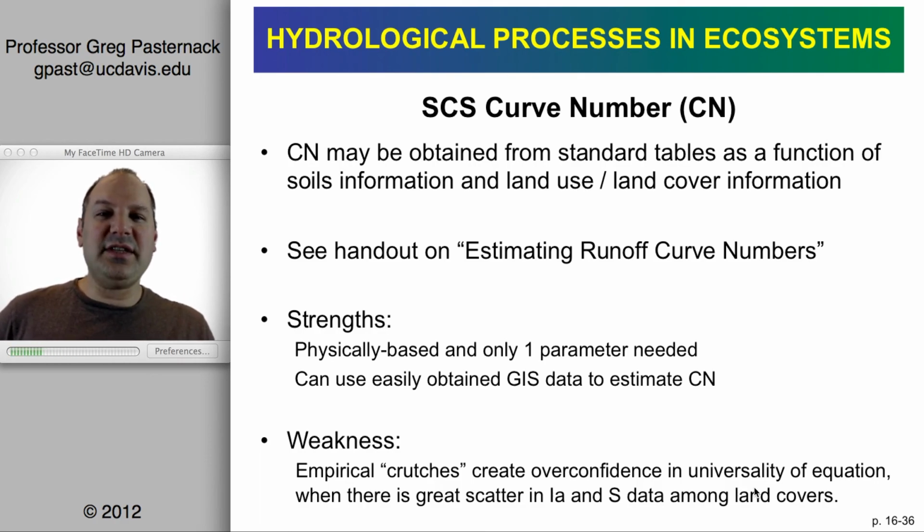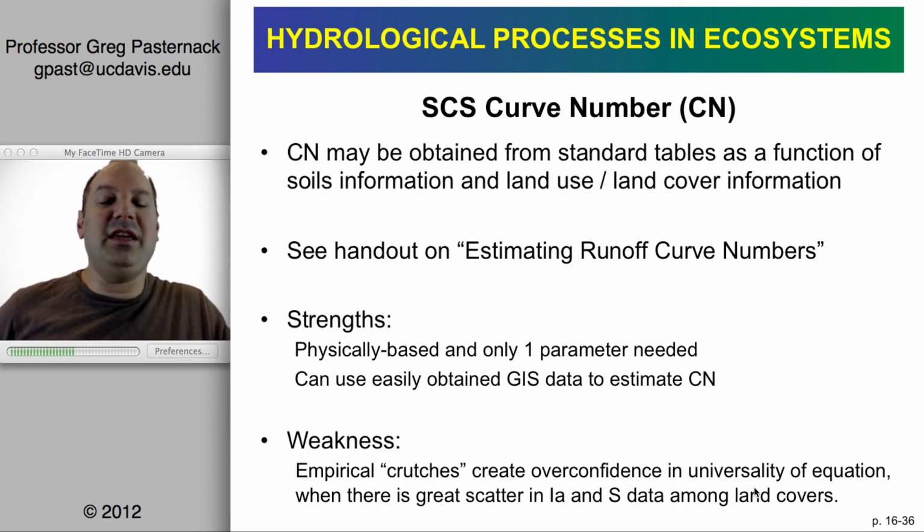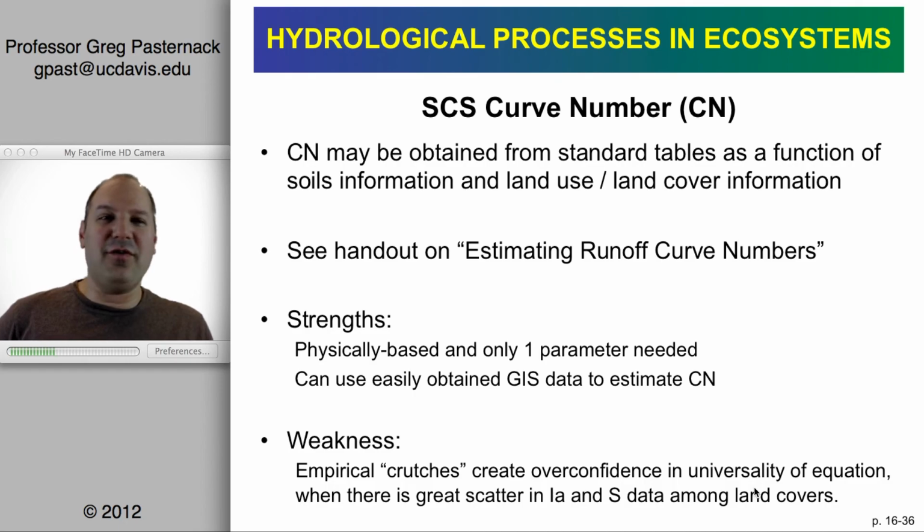There are lots of standard tables. If you go into Google or you look up a hydrology textbook, you'll find these tables. It'll tell you that, if you're a residential neighborhood, you have a curve number of 70. If you have this soil type, you have a curve number of 40, and so on. And so I'm going to provide the class with a handout on estimating runoff curve numbers, and you'll see that it's a function of land cover, land use, and soil characteristics.